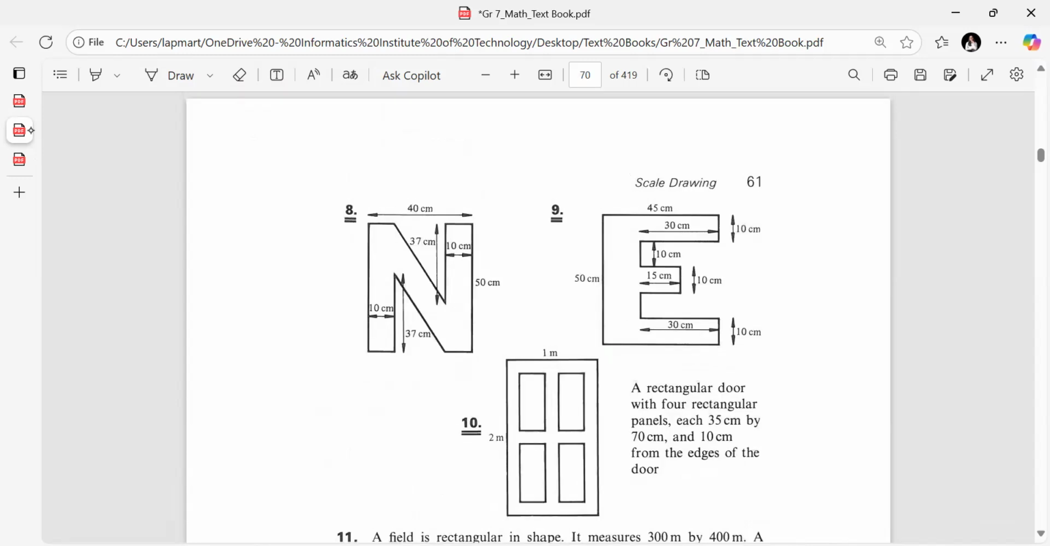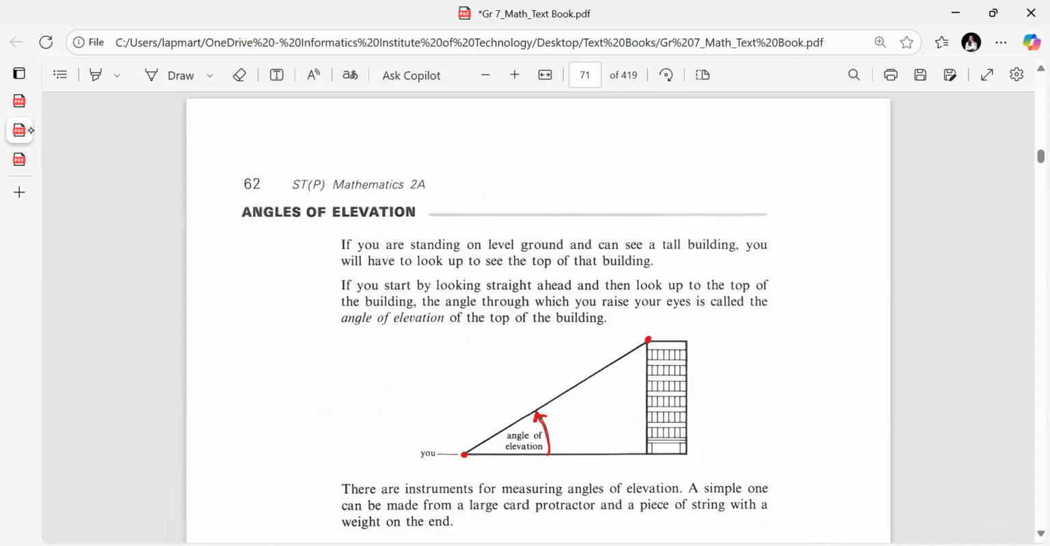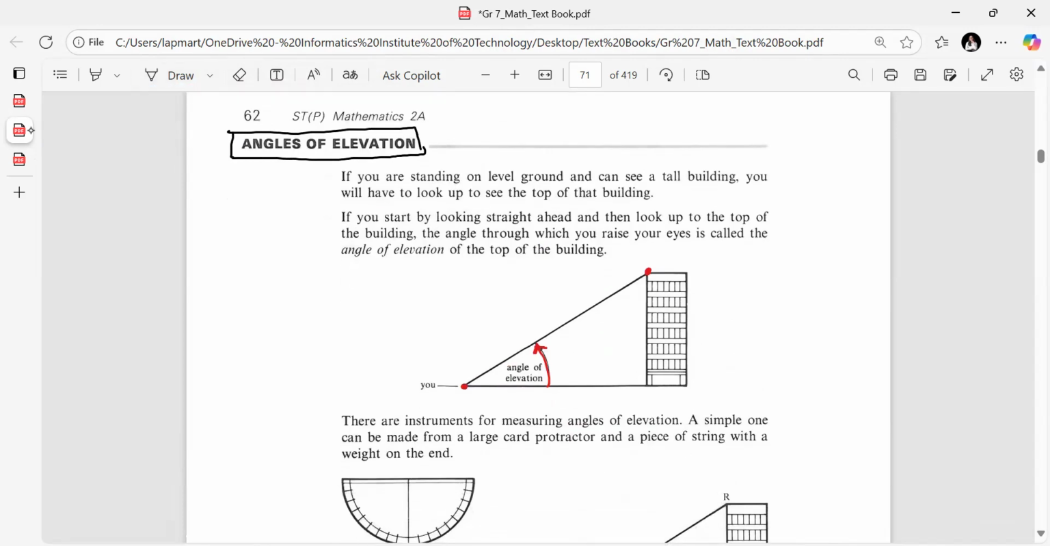And today I'm moving to a new topic. Take your theory books: angle of elevation, angle of depression. Now children, take your theory book, put the date, and write down the subtopic, angle of elevation, right? Angle of elevation. What do we mean by the angle of elevation? You read this, children, right? If you are standing on level ground, here that you are here, and can see a tall building.